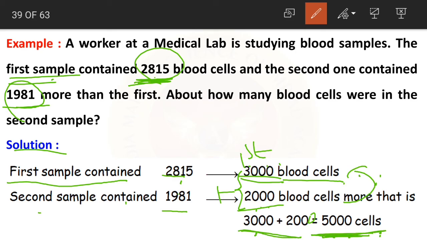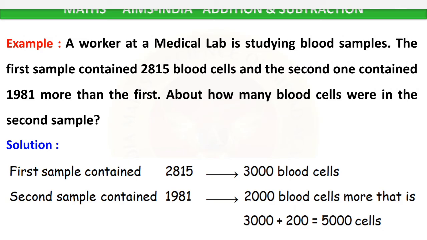Now what is this 5000? There are about 5000 blood cells in the second sample. Clear? Yes children, this was estimating sums. Now a question for estimating difference is not given here, but I'll tell you a question of my own.